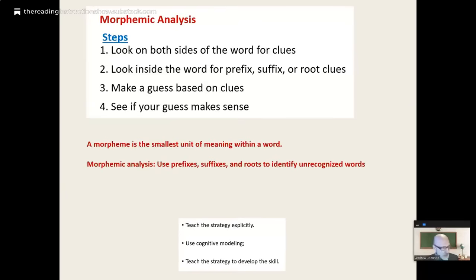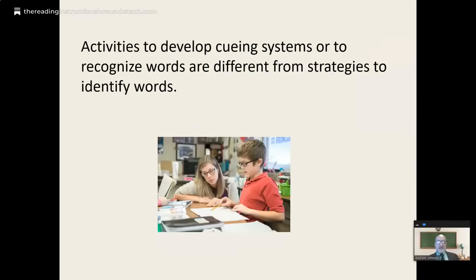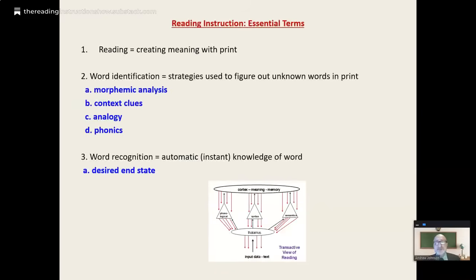And I know some of you are thinking, what about phonics? That is one word identification strategy. And the purpose of phonics is not to think about phonics, it is to internalize it. And with phonics, yes, metacognition, we make a guess and see if our guess makes sense. That's called metacognition. Now, we do have activities to develop cueing systems or to recognize words, but these are different from strategies to identify words. A strategy is something you consciously apply.